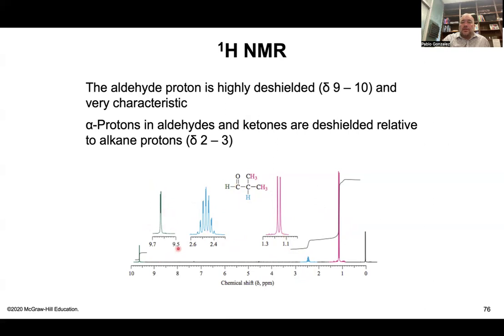It's a singlet. It is between 9.5 and 9.7, between 9 and 10. This signal here is going to be the signal for the hydrogen of the aldehyde. And the rest is basically the same thing that we have been looking at before. This one is more shielded, so it's upfield, and this one is going to be downfield. This one is going to be upfield compared with that one, more shielded because of the distance from the carbonyl.